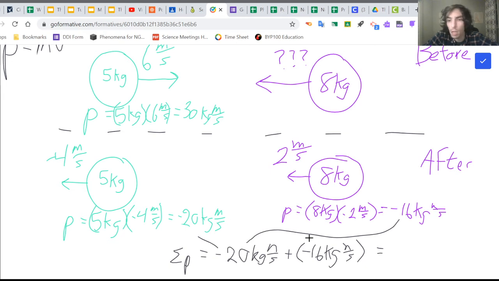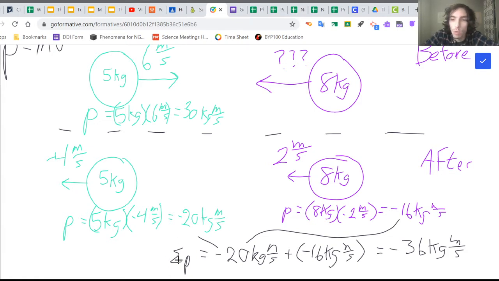So just adding up the pieces of momentum that we have, that should give us negative 36 kilogram meters per second. And again, you might have noticed that I used this little sigma, this little E-looking Greek letter. In all kinds of math and science classes, that means the sum, or like a total. So we used that in the past when we talked about net force, and net force basically being the total overall force acting on an object.